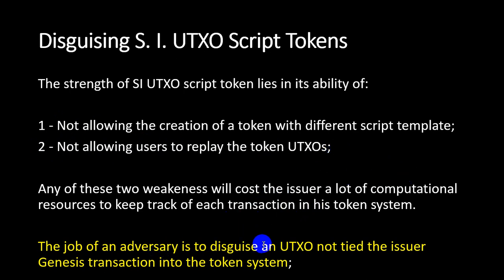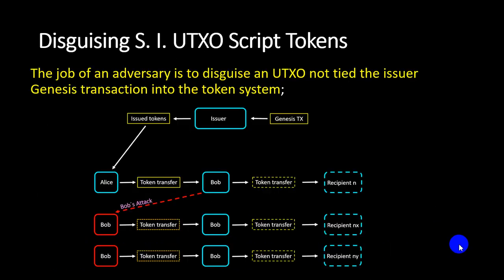So the adversary's job is to try to disguise a UTXO and bring it back to the main chain that is created by the issuer, and his disguised UTXOs will not be tied to the issue Genesis transaction. So now we have a scheme of what we'll do here. We will issue the token, transfer it to the user, and the user will propagate it on the chain, and one of them will try to disguise a token and bring it back to the system.